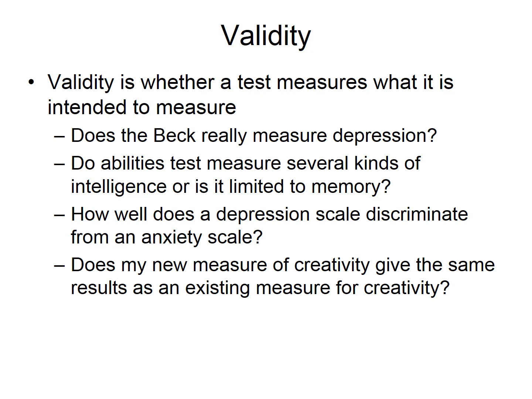Finally, does my new measure of creativity give the same results as an existing measure? So is there just a comparison? So these last two: does my depression scale discriminate from an anxiety scale? That's discriminant validity. So does my scale discriminate the way it should from other scales? And does my new measure of creativity give the same results as an existing measure? That's more convergent validity. We're trying to determine, does my measure relate highly with other measures?